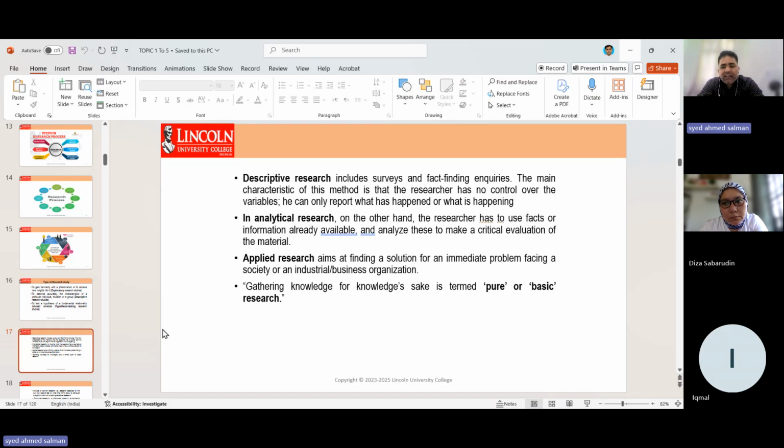Analytical research, on the other hand, the researcher has to use facts or information already available and analyze this to make a critical evaluation of the material, meaning that you are doing this research based on the secondary data. You are going to conduct this research based on already available information. I already have given the examples to you in our business research method class. What is analytical research?